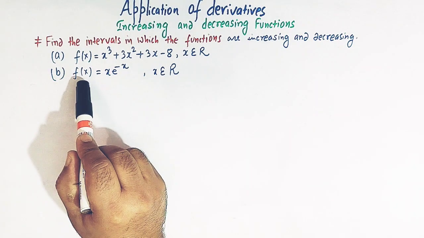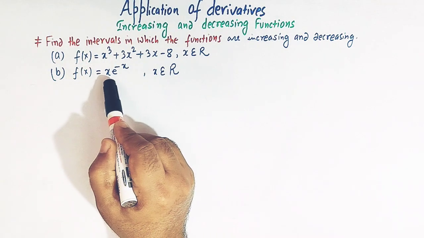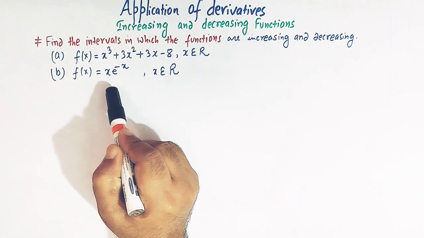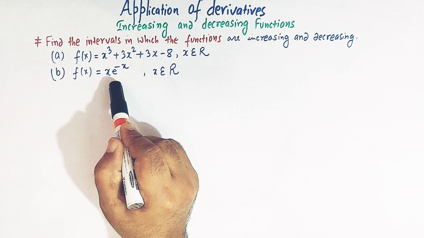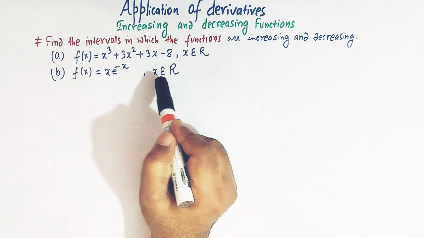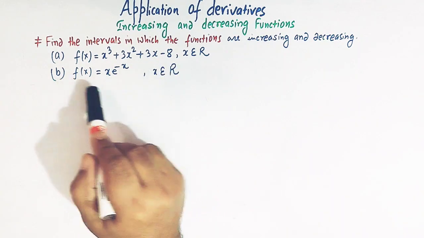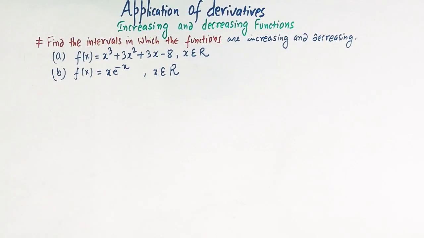And the second function is the product of a polynomial function x and the exponential function, so x times e raised to minus x, and here also the domain of the function is the set of all real numbers. So let us take these two problems one by one.